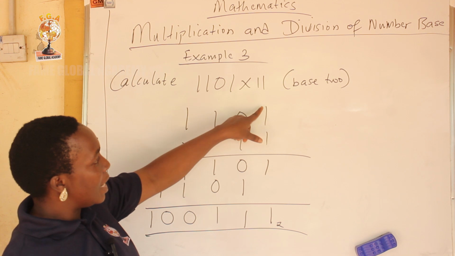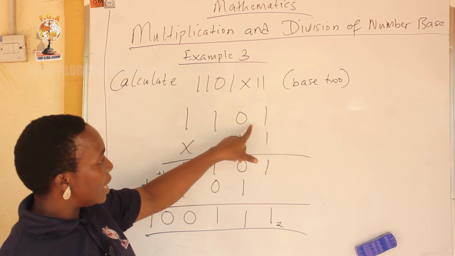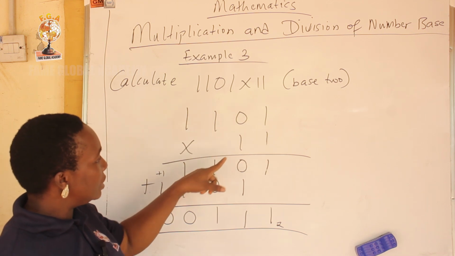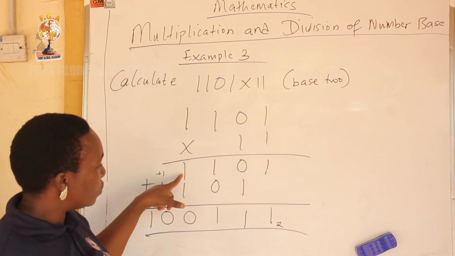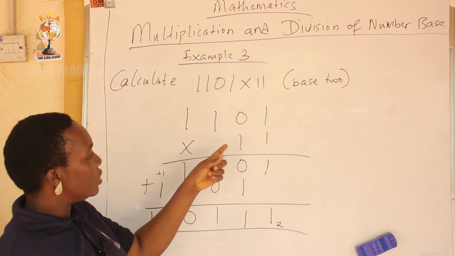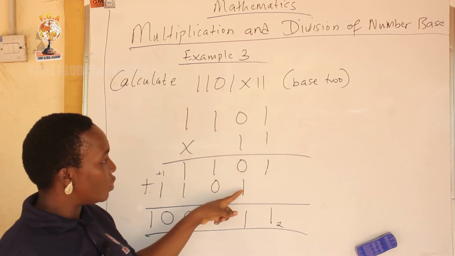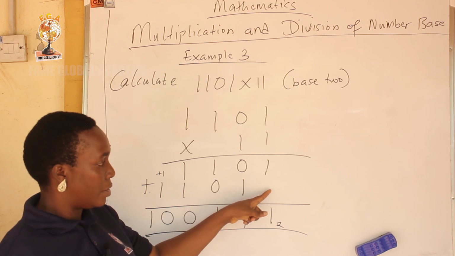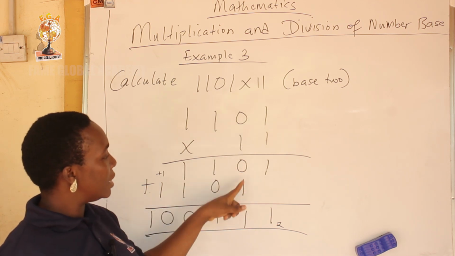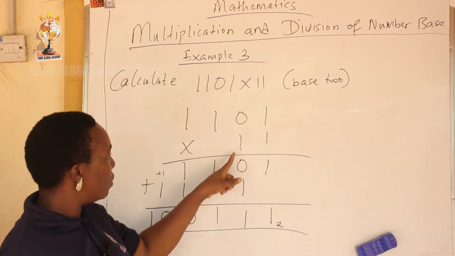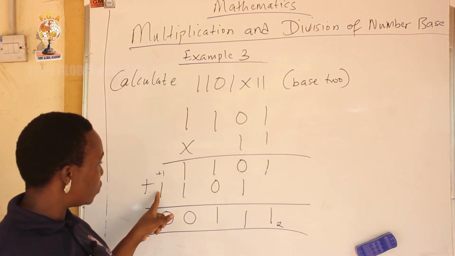Okay, so 1 times this one is 1. 1 times 0 is 0. 1 times 1 is 1. 1 times 1 is 1. So we are done with this first one. So we start with the second one. Now, when you are starting with the second one, make sure you start your answer under the 1, not here. Okay, so 1 times 1 is 1. 1 times 0, 0. 1 times 1, 1. 1 times the last one, we have 1 here.